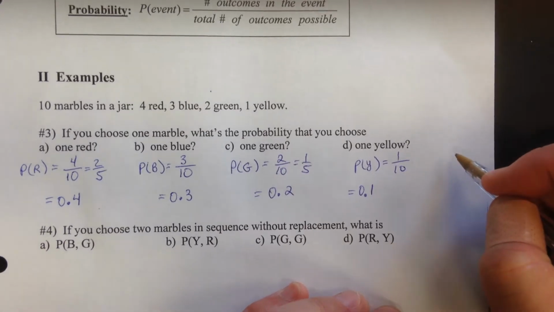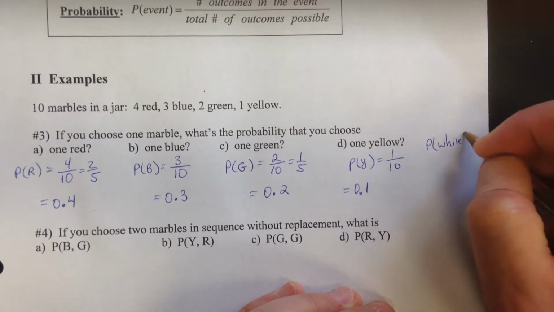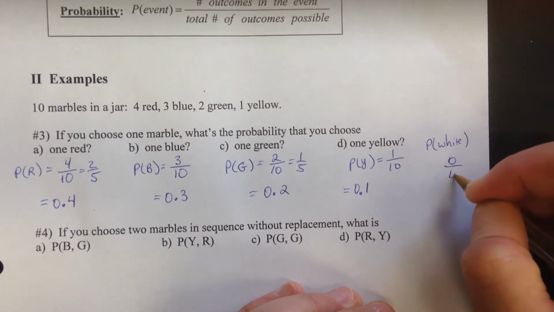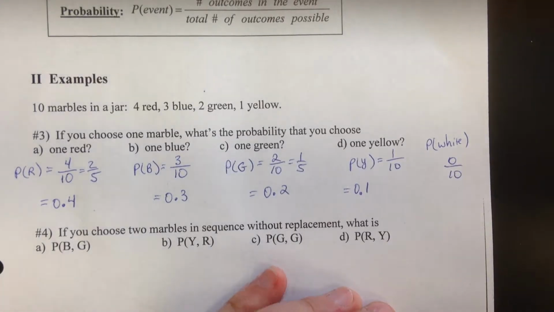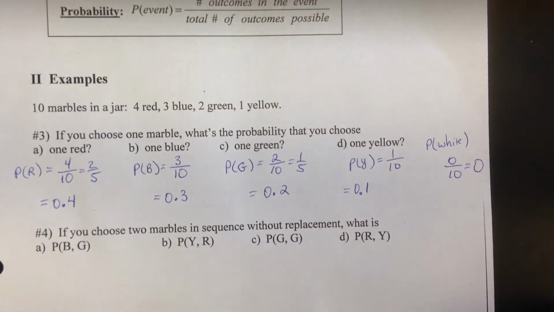On the side here, I could put one more problem. What's the probability that I get a white marble? Well, that would actually be 0 out of 10. Why? There are no white marbles. Typically I'm not going to put a problem like that on there, but technically the probability of white is 0. The probability of black is 0. The probability of purple is 0.